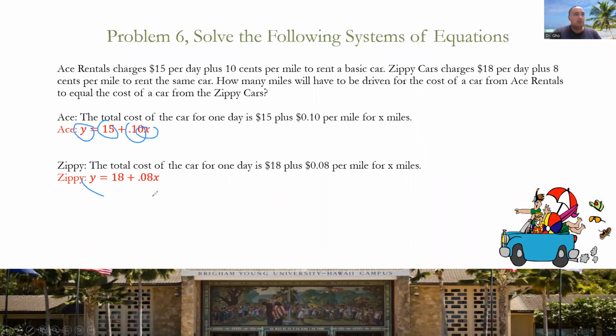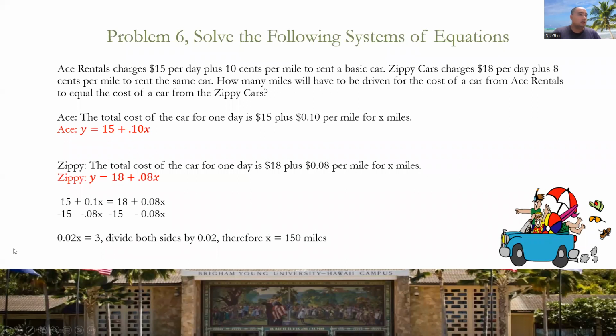We can do the same thing for Zippy. $18 a day plus 8 cents a mile. And there's a few ways we can solve this. One way, let's do elimination. Oh, actually, we could set them equal to each other. Elimination would have been faster, but that's not what we did here. They set them equal to each other.